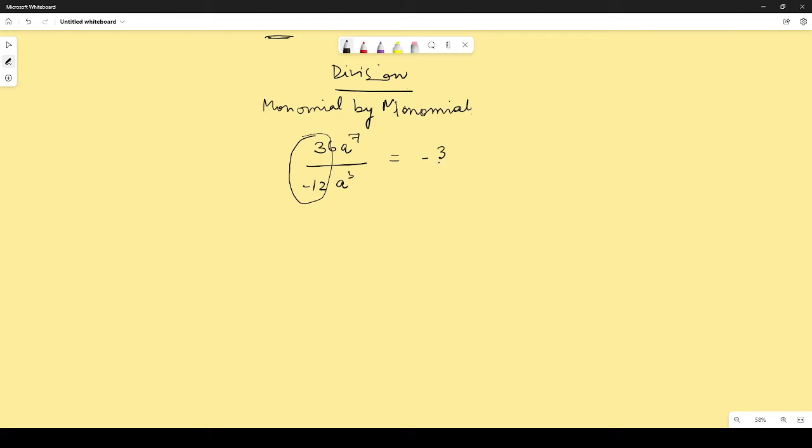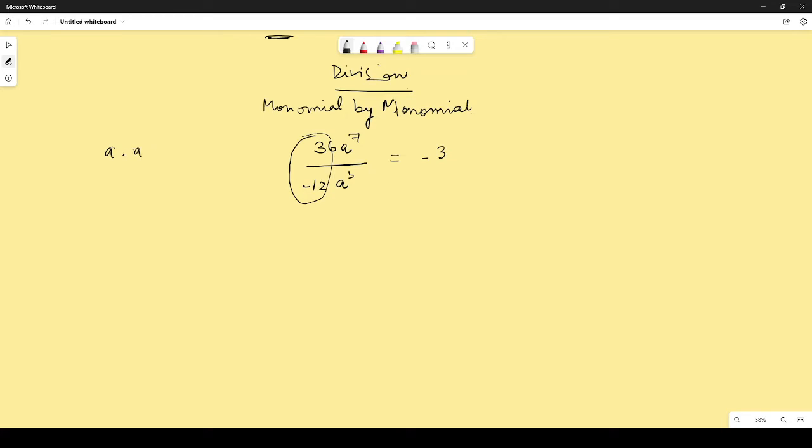This much you should be able to know now. Your integers should be good enough for you to know, just by looking at this, that 36 divided by minus 12 would be minus 3. Now, here in division, what we are doing is, we are subtracting the powers. Why subtracting the powers? See, a to the power 7 means a into a.